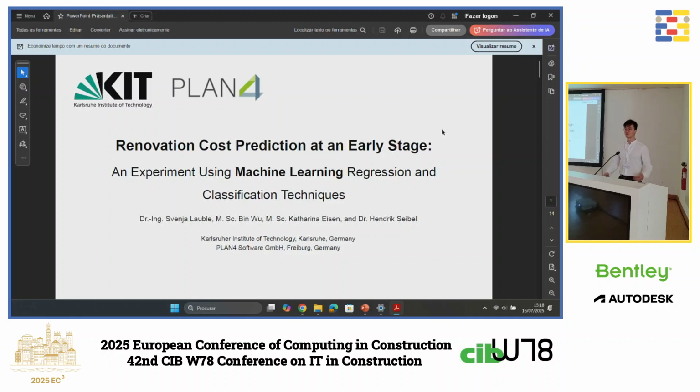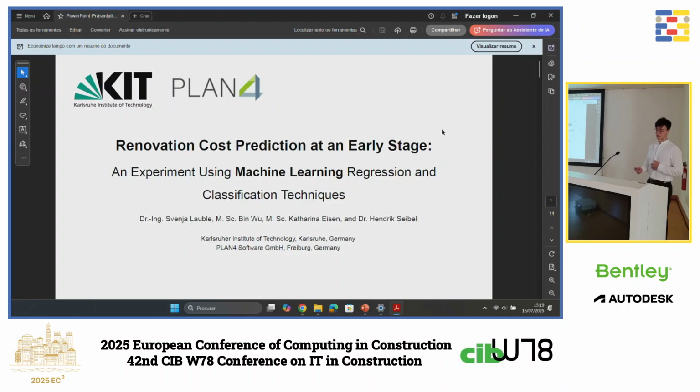discussion. My name is Bing Wu. I'm a research associate from the Karlsruhe Institute of Technology, Department of Technology and Management in Construction Process. So I'm here to present the work from my colleague, Dr. Svenja Lauble, and my former student Katharina Eisen and Dr. Hendrik Seibel. This work was done in collaboration with the software company Plan 4. They provided us valuable data and insights.